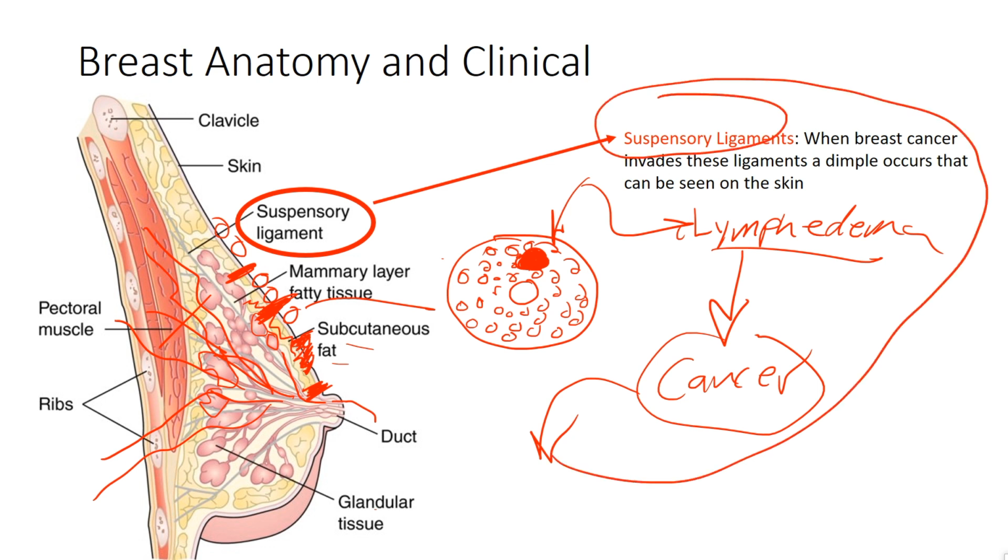It does come up on your NBMEs that you have later when you're going to do your step 1, or your BSE 1 and your BSE 2 and your CBSE and your NBME exams for step 1. This does come up for basic understanding: if you invade suspensory ligaments, you have dimpling; if you invade lymphatics, you have lymphedema, which causes a peau d'orange look to it.